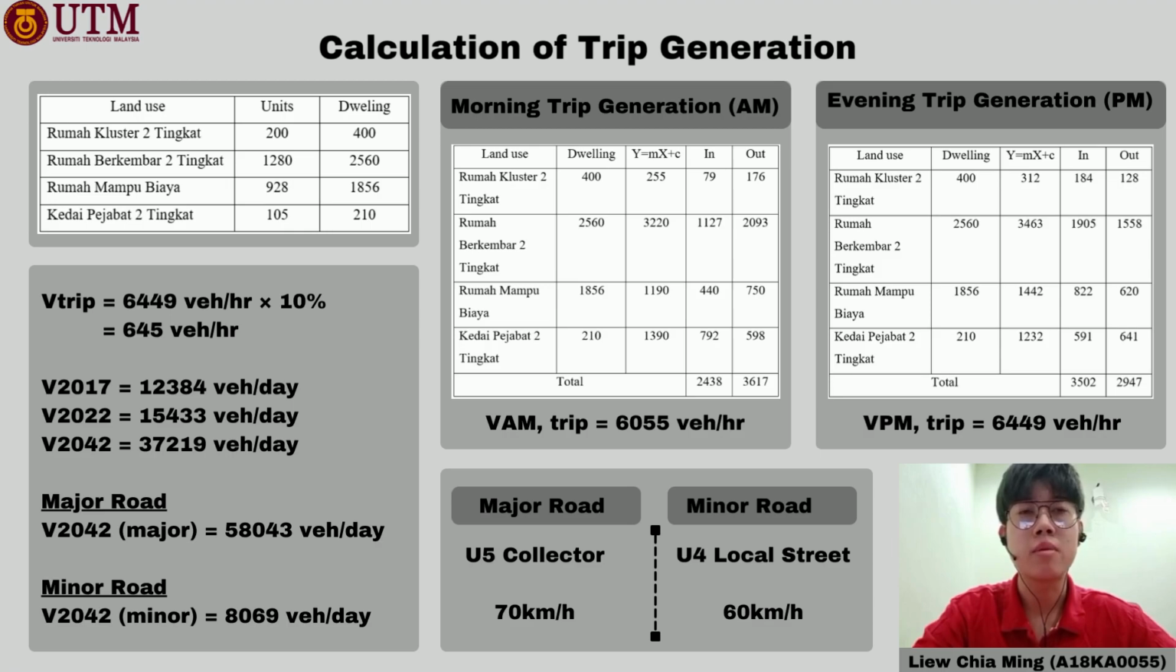So by adding both values together, we obtain 58,000 and 8,000 vehicles per day for the major and minor route respectively. Thus, the major route is classified as a U5 collector with a design speed of 70 km per hour, and the minor route is classified as a U4 local street with a 60 km per hour design speed after we consider the proposed project.